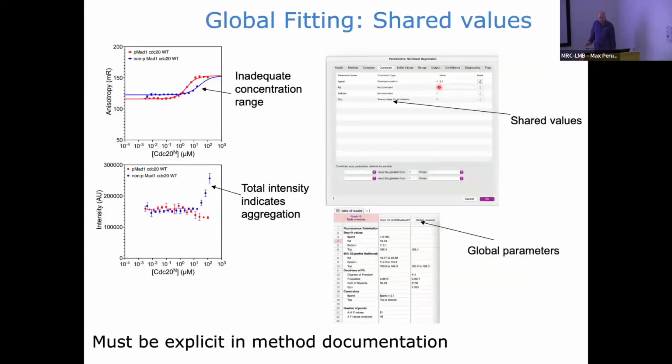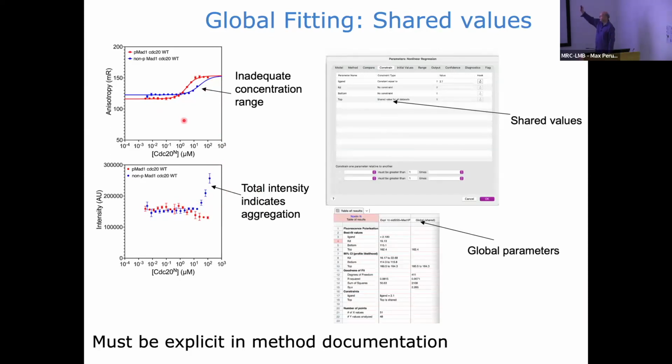This is an example here of doing this, and you can also do shared values. This is a case like the one you had, where I was titrating the same protein into a protein that was either non-phosphorylated or phosphorylated. Here I couldn't get up to the right range, in the blue, because when you got up to that concentration the protein started to aggregate. This is an FP, fluorescence polarization, assay, and I could see the total intensity of the light was increasing above these concentrations. That meant that the protein was aggregating.